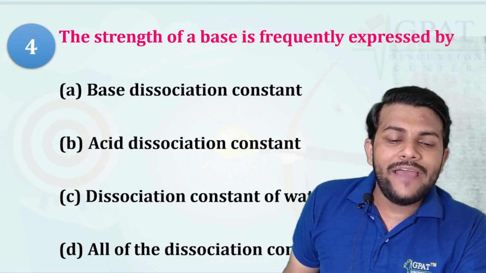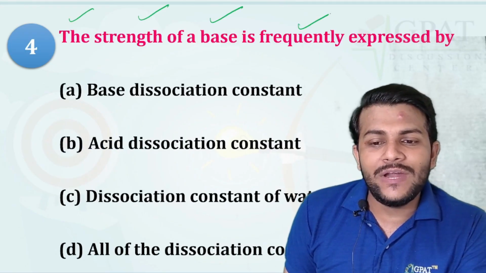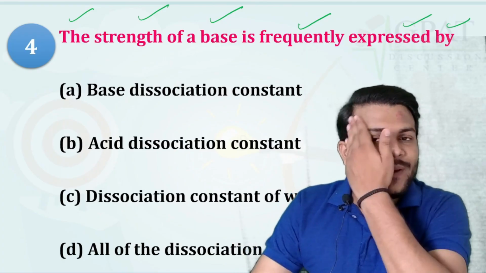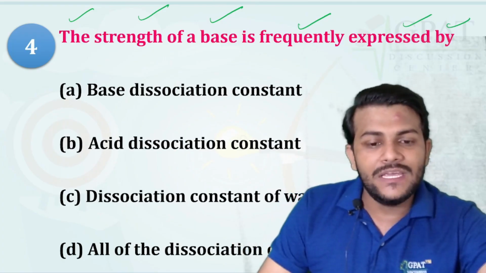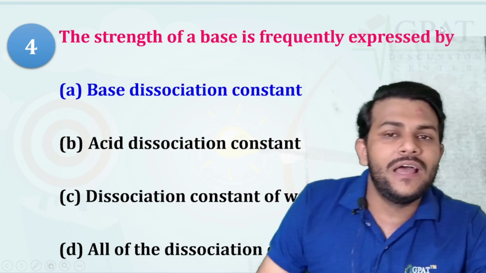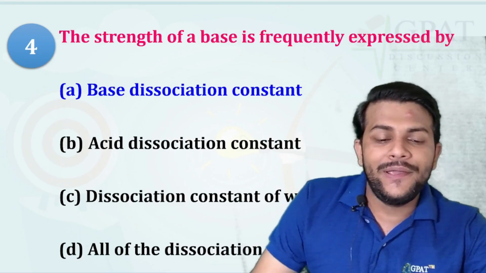Then we have: the strength of a base is frequently expressed by the what? The strength of a base is frequently expressed by the base dissociation constant. The base dissociation constant basically expresses the strength of the base.